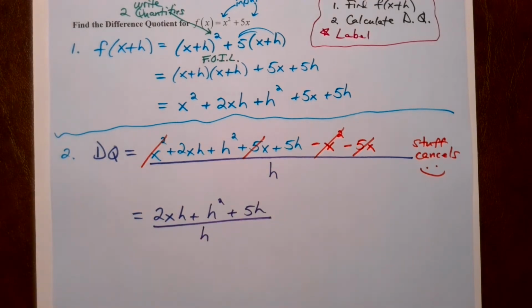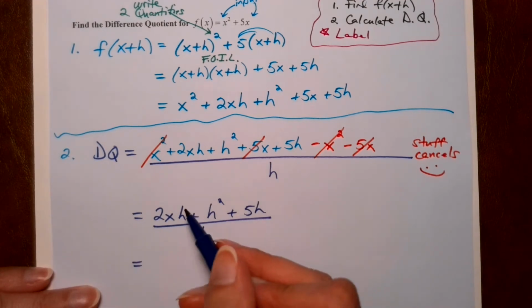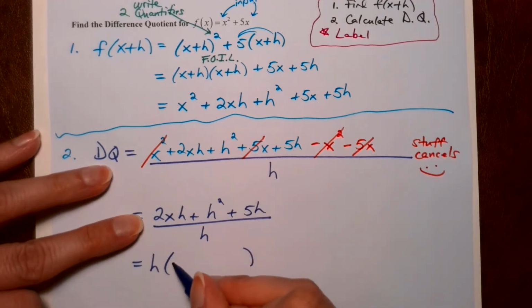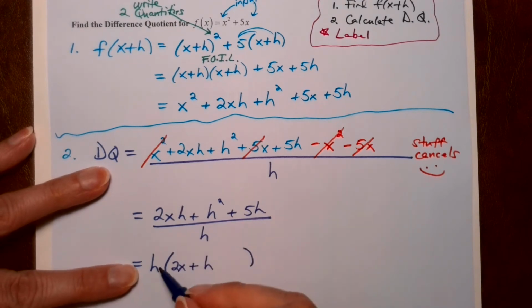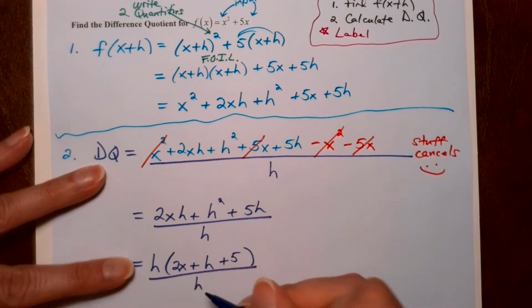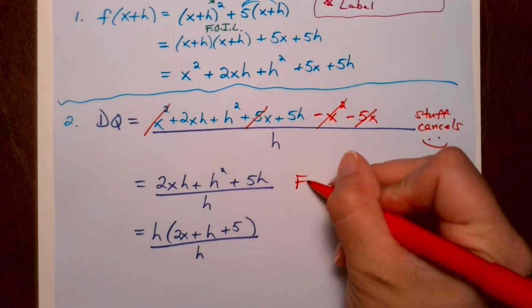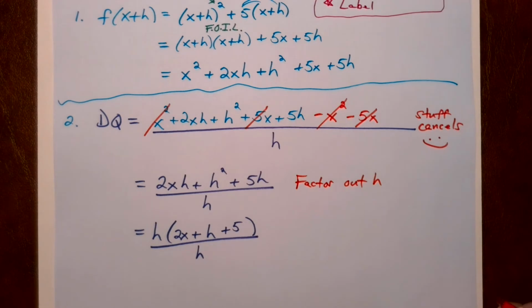Now, this says divide by h, but I noticed that all the terms have an h. So here's what we're going to do. We are going to factor an h out, and that's going to leave us with 2x, I factored out the h, plus 1h, because I factored 1 away, plus 5, all over h. Then the next thing that you're always going to do is factor out the h.